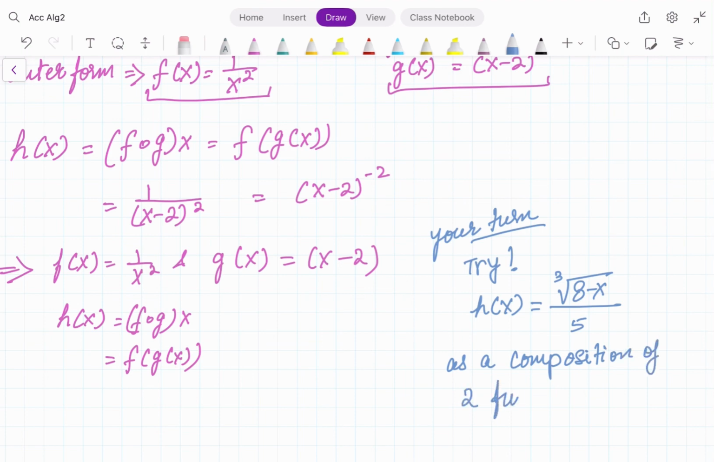So again, with composition of functions, you need to understand it very minutely and in depth, and I will see you in the next video with the inverse function. Bye for now.